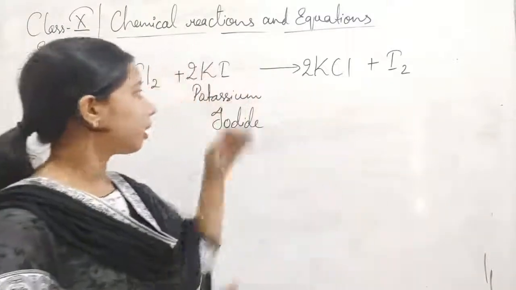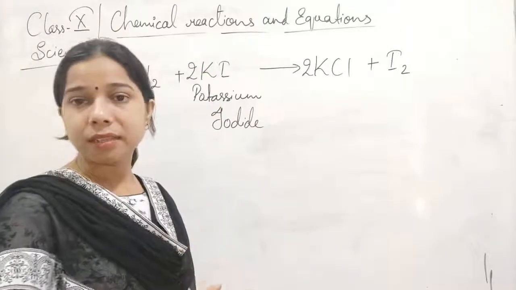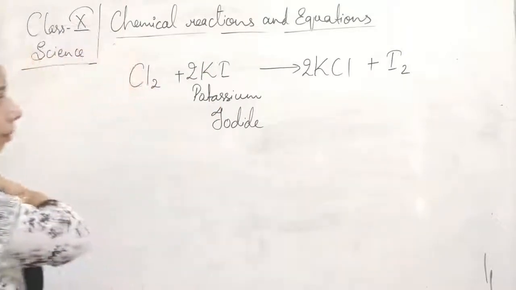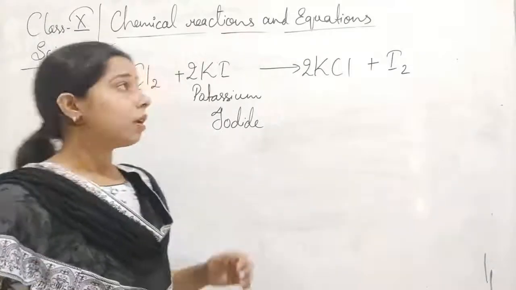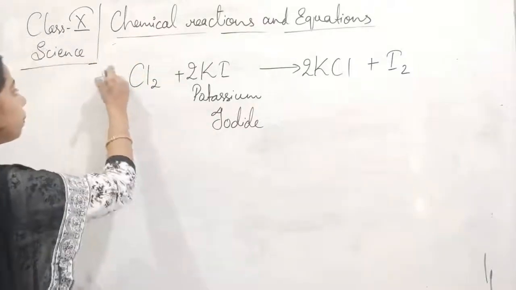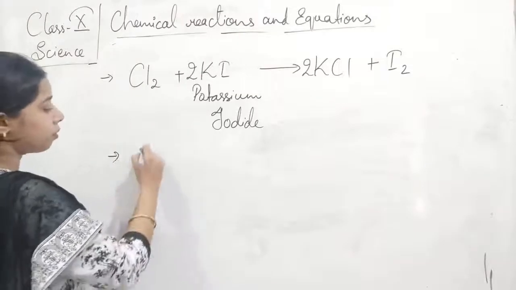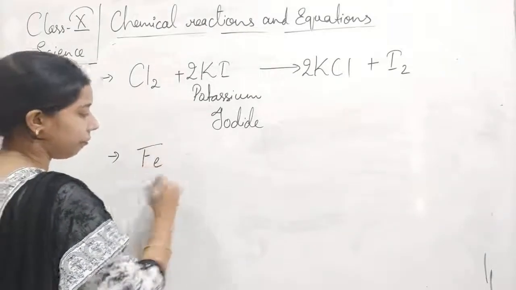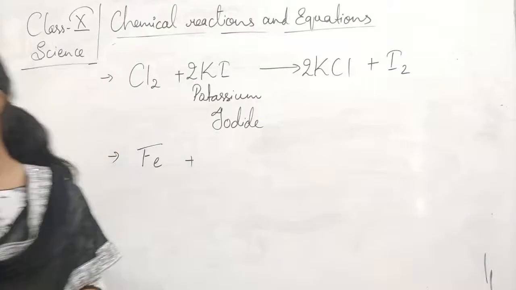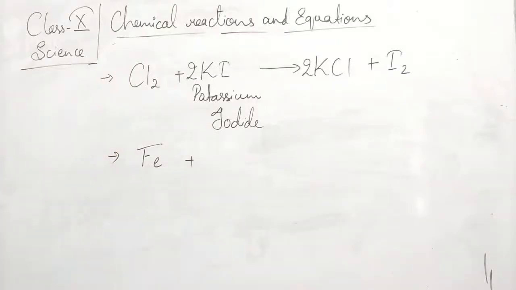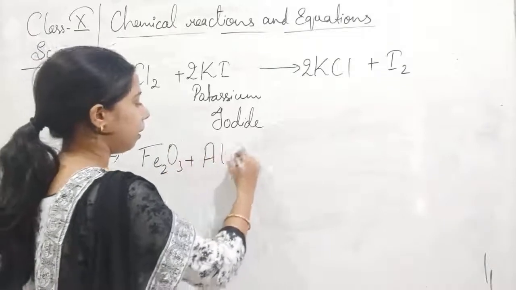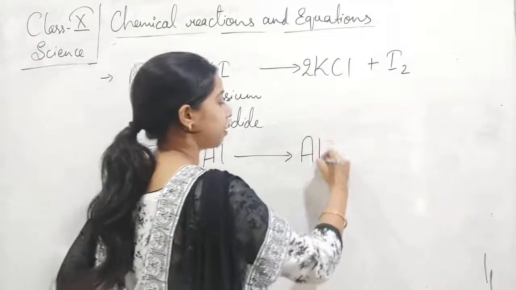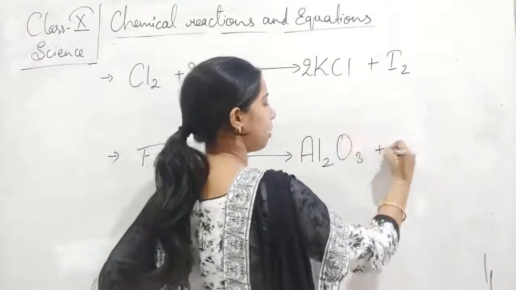So potassium iodide was there and it is displaced by the chlorine here, students. Okay. Now moving on, and we will see one more example, students. So suppose we use Fe2O3 plus Al, then what will you find? You will find that there is a formation of Al2O3 plus Fe.